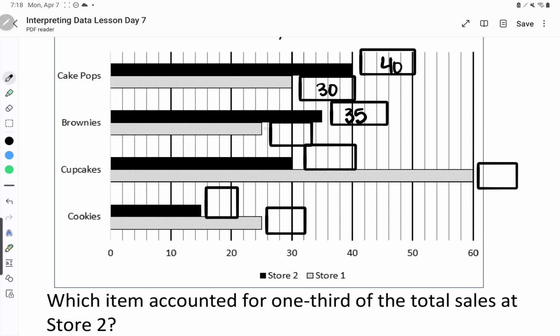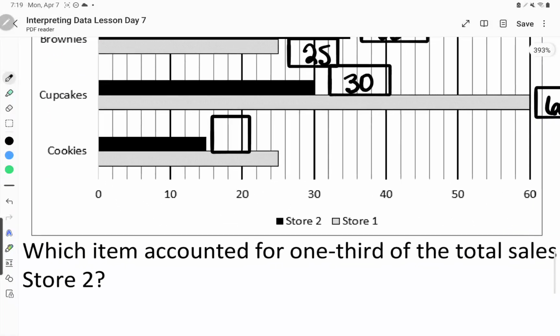Then brownies for store 1 is right there at that half mark between 20 and 30. So that makes that 25. And then how many cupcakes are there for store 2? That would be 30. And then how many cupcakes are there for store 1? That would be 60.